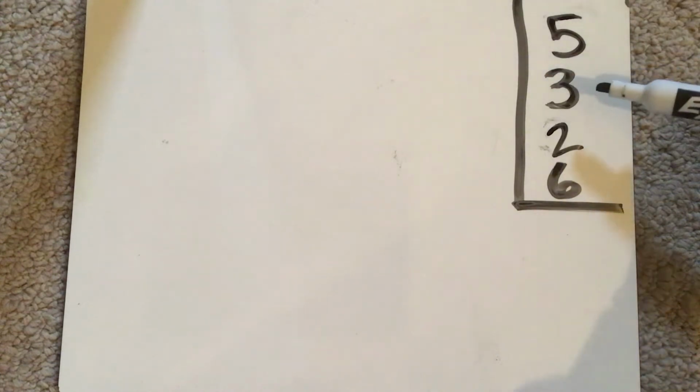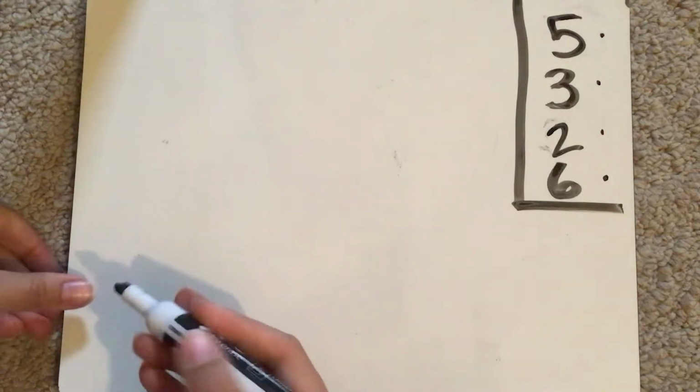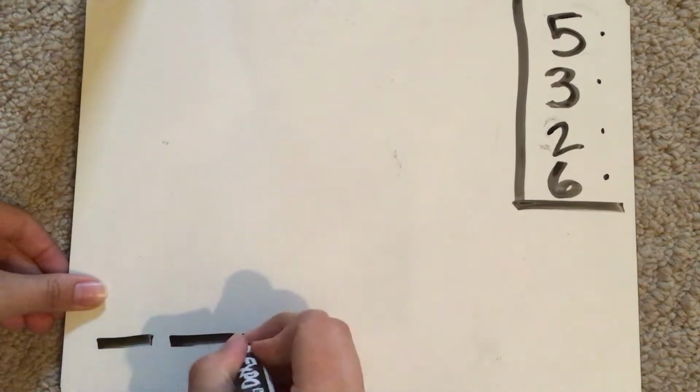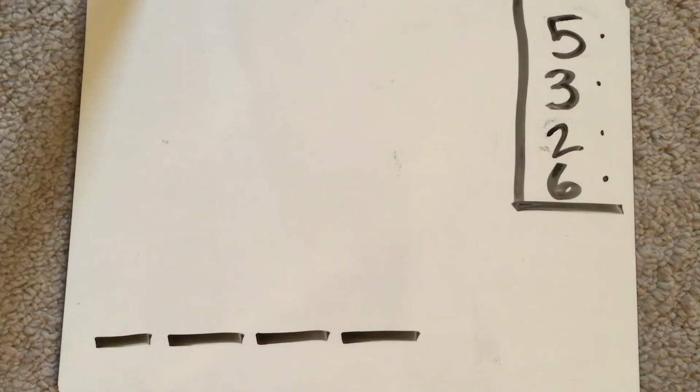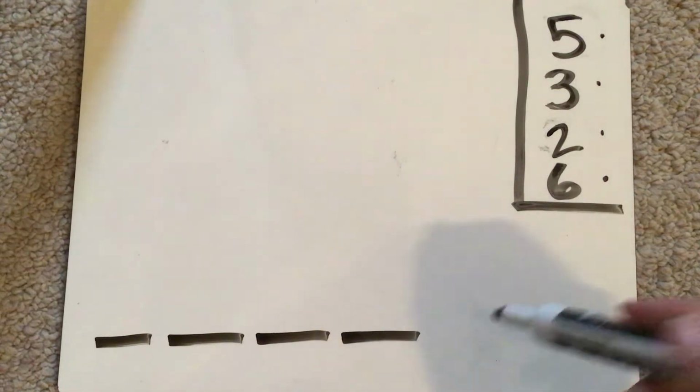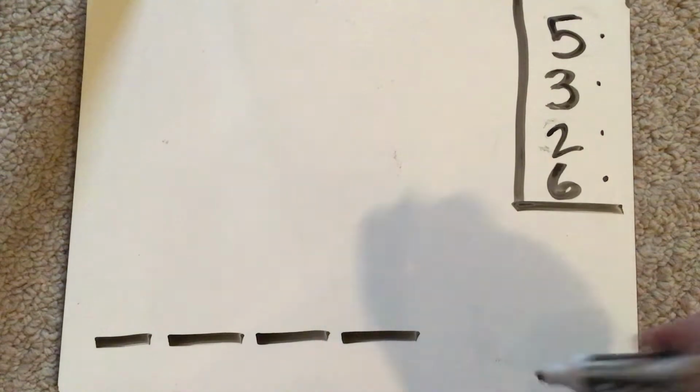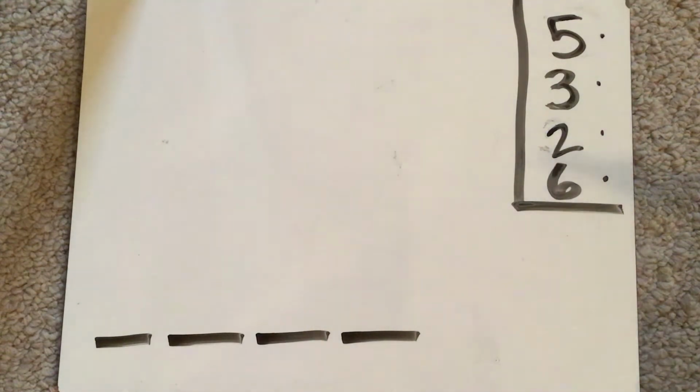So the very first thing, our data set is over here. So we've got the numbers 5, 3, 2, and 6. So the very first thing you're gonna wanna do is count up how many numbers I have. So I have 1, 2, 3, 4 numbers. So I'm going to draw 4 lines down at the bottom. These are gonna be the 4 rows that my numbers are going to go into. We don't wanna accidentally add another row over here because that'll mess up our data a little bit when we're looking to find the mean or the average.